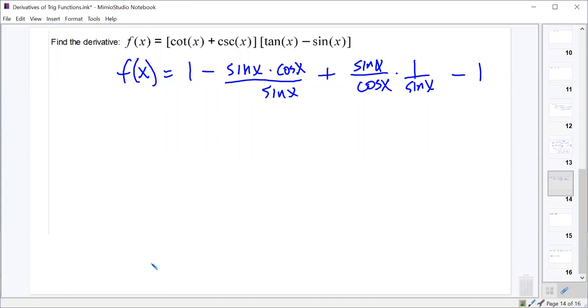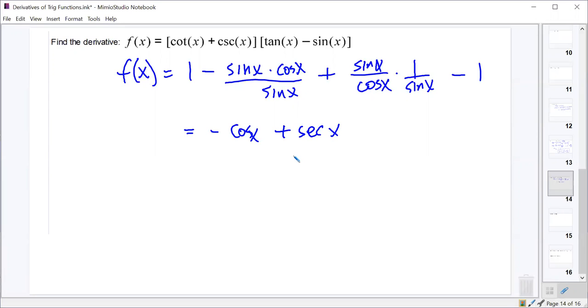So that looks like that's going to be pretty helpful. The 1 and the minus 1 will cancel. Sine over the sine should just give us a negative cosine there. And this one, the sine over the sine should cancel again, and we just got 1 over cosine, so plus secant x. That looks like that's going to make that a lot easier, right?